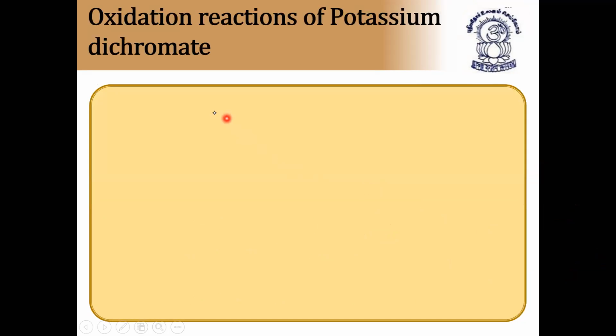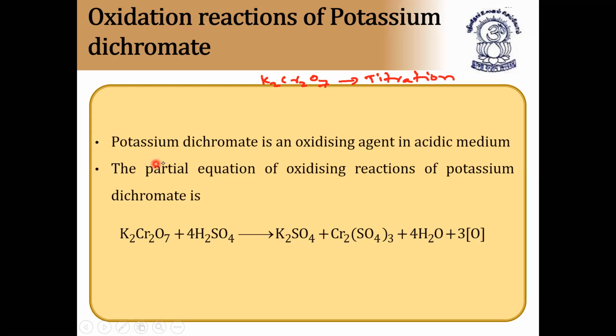Next, oxidation reactions of potassium dichromate. This is one more reagent for titration, called potassium dichromate, K2Cr2O7. It is used for titrations, volumetric analysis, to estimate the concentration of a solution. If you know how to work out the oxidation reactions of potassium dichromate, you can easily find them. Potassium dichromate is a strong oxidizing agent.